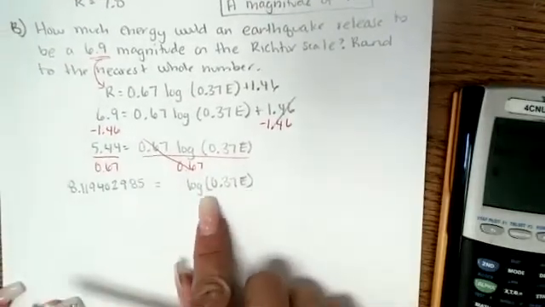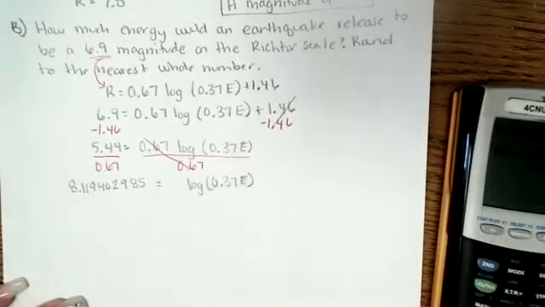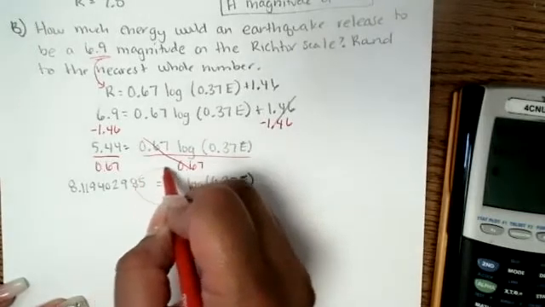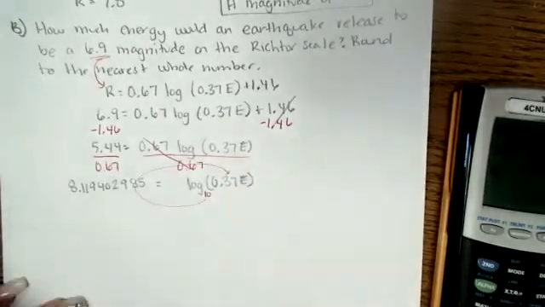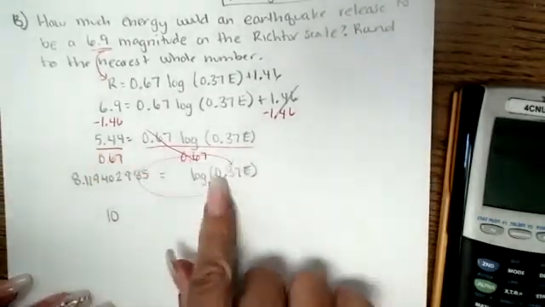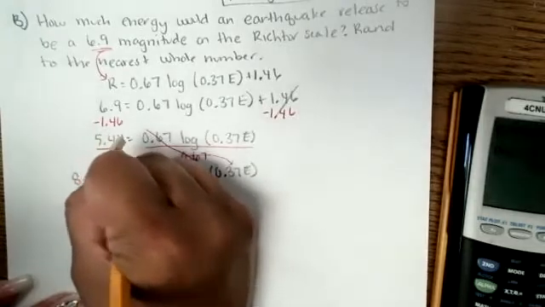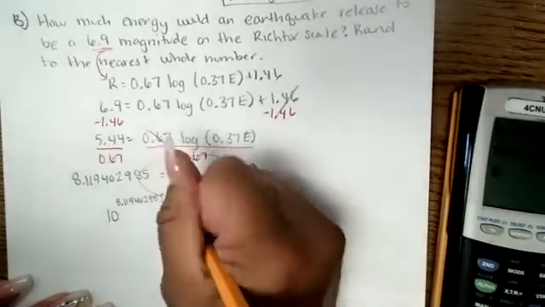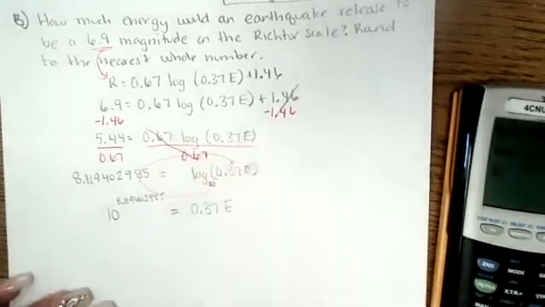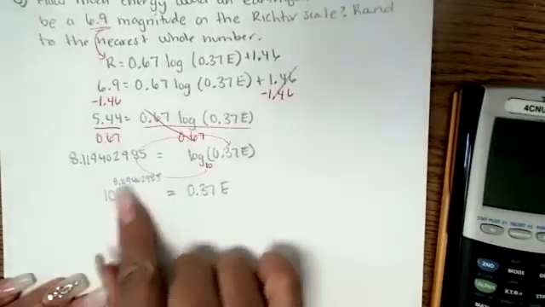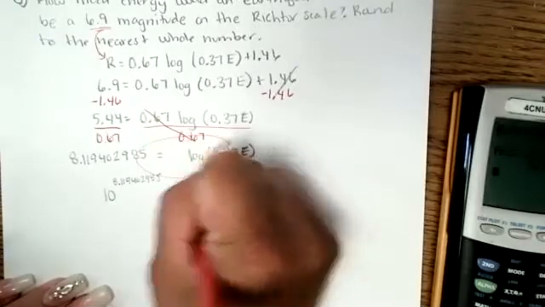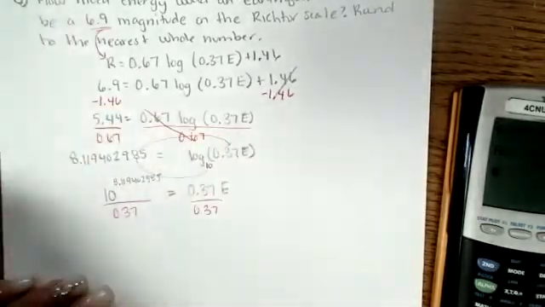Now I can cancel out the logarithm. I'm going to rewrite this in exponential form. There is a base 10 here. You just don't see it. Start off with the base. So that's going to be 10 raised to that exponent is going to equal this piece. So 10 raised to this exponent is going to equal 0.37 E. Before I type this in the calculator, keep in mind you're still solving for E. So divide both sides by 0.37.